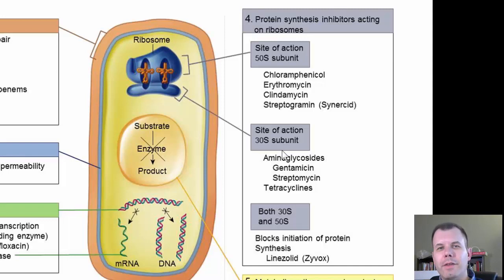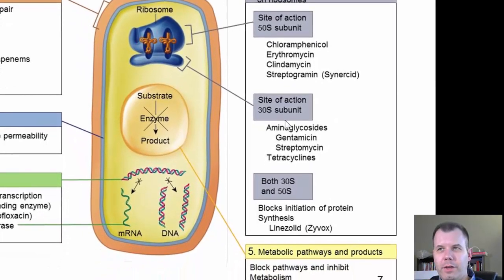The one caveat to that is that our mitochondria have 70S ribosomes. So over time, this could lead to toxicity issues. So that's one of the reasons why there are certain drugs you can only take for a certain amount of time, because it does lead to more toxicity.